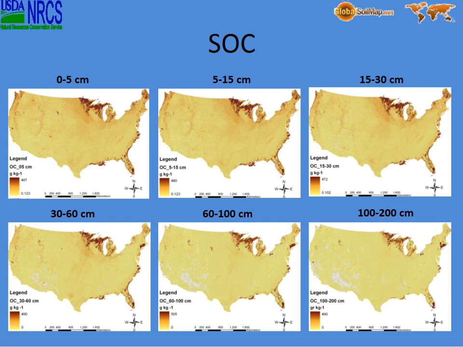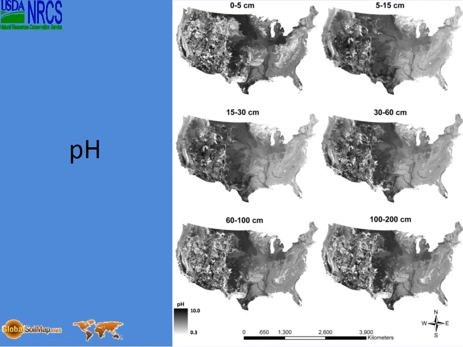In the subsequent slides, darker colors always represent higher property values. As expected, the majority of the soil organic carbon is located in the north central U.S., Wisconsin, Minnesota, Michigan, northwest Washington and Oregon, and southeast, South Florida, due to climate and vegetation differences. pH also shows trends that are related to climate, with higher values in the southwest, parent material, Midwest loess, and vegetation, with lower values for the northwest and southeast due partially to forest. Notice the low limit of pH, 0.3. Again, it's an artifact of the spline.